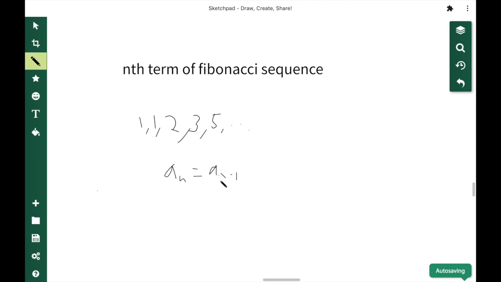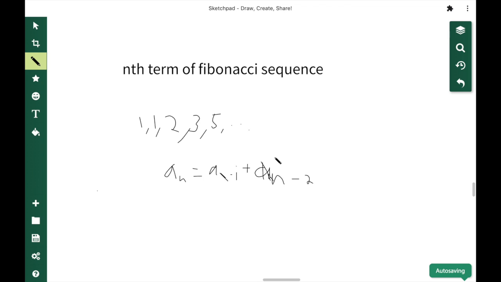a_(n-1) plus a_(n-2). My computer is really slow right now, so it doesn't seem like I can write anything, but you're just going to have to bear with me here. So we just have this formula, and we have, of course, the two base cases, a_0 and a_1.